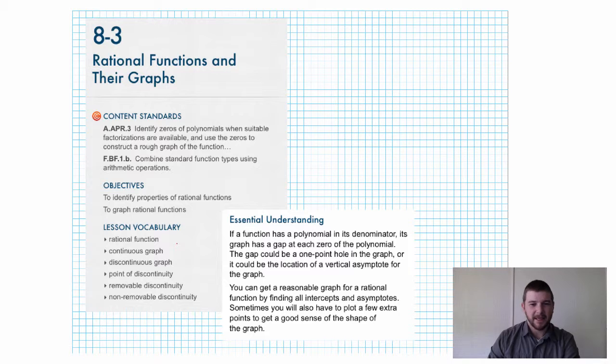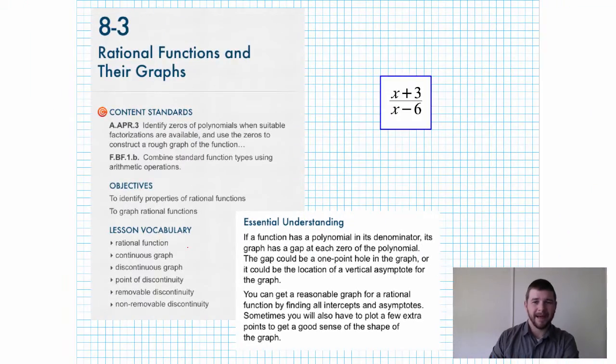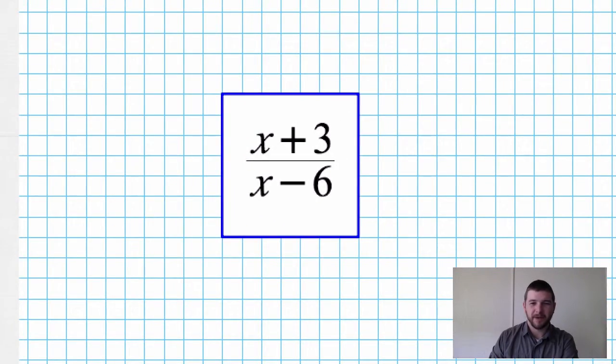An essential understanding. Often they're not this long. This really gets at the meat of the section, the ideas that we'll be studying in more depth. But here goes. If a function has a polynomial in its denominator, its graph has a gap at each zero. So let's take a quick second to look at what that means. And pow, we have a fraction with a polynomial denominator. So we have this polynomial in the bottom of a fraction, and we're told that the graph of this will have a gap at each zero of the polynomial that's the denominator.